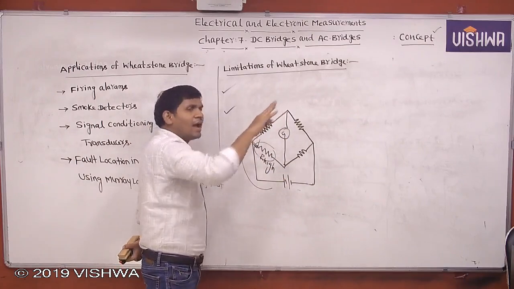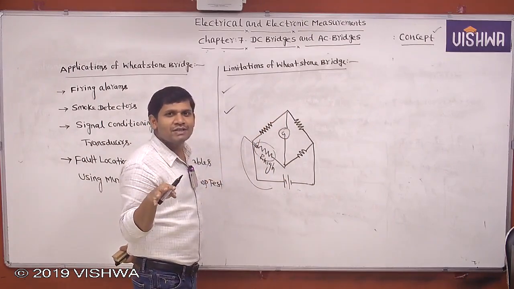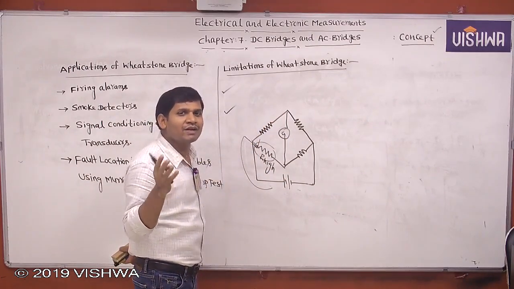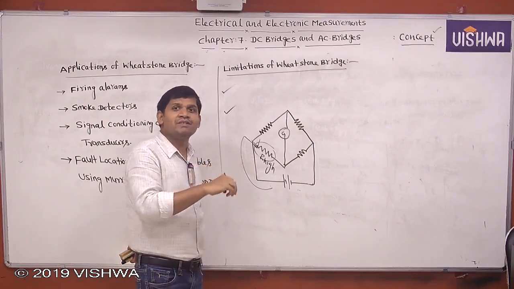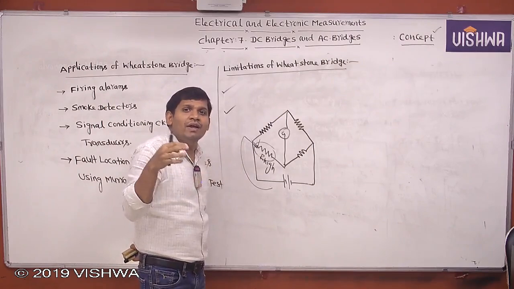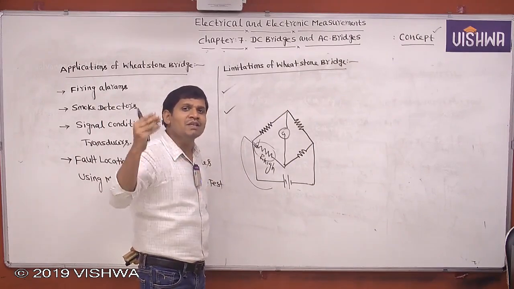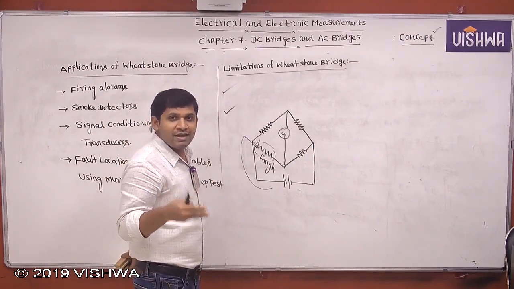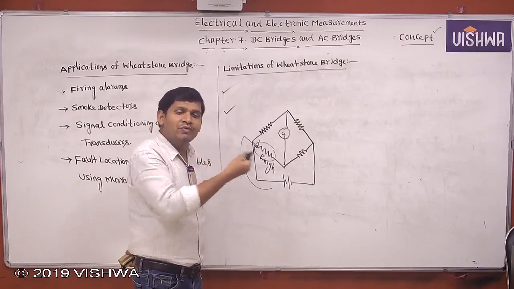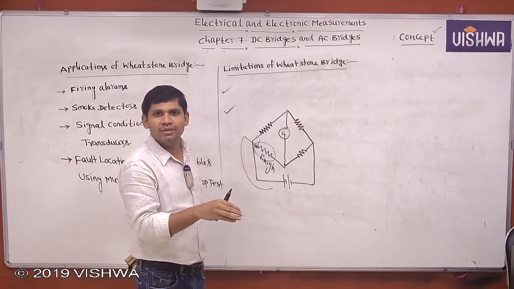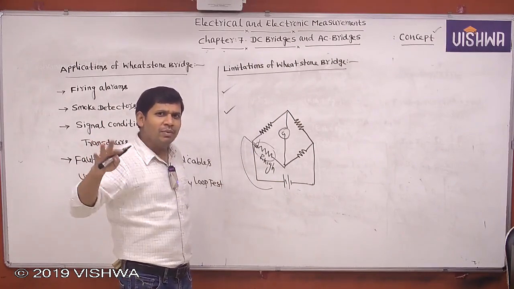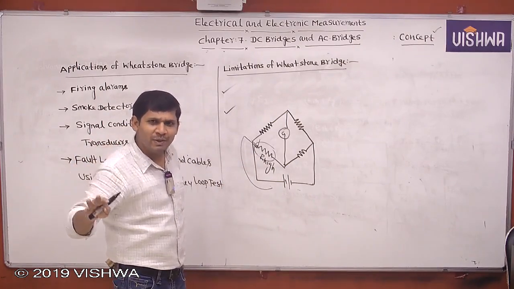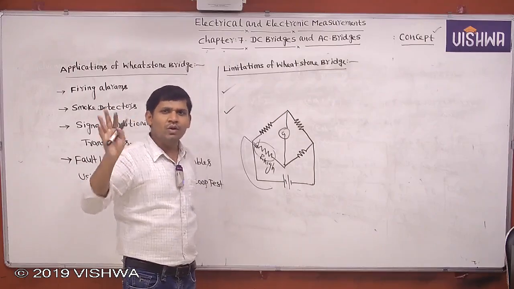And this bridge is not used for measurement of low resistance because it cannot eliminate the effect of lead wire or connecting wire resistance. Now we can modify this bridge to eliminate the effect of lead wire or connecting wire resistance. That bridge is nothing but the Kelvin double bridge. That's why the Kelvin double bridge is also derived from which bridge? The Wheatstone bridge only. What is the mega ohm bridge and what is the Kelvin double bridge is a separate concept that I will explain in the measurement of high resistance and low resistance.